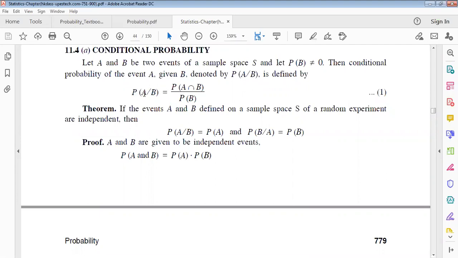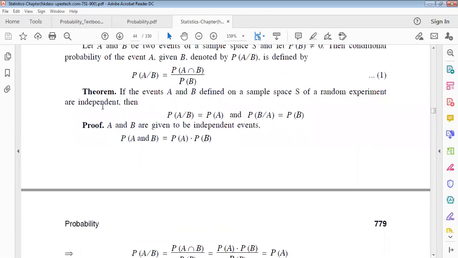Probability of A when B has happened. If B has happened, then the probability of A will be probability of A given B. This equals probability of A and B both happening, divided by probability of B.